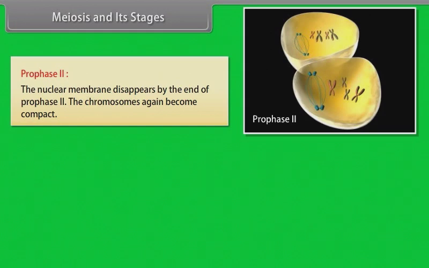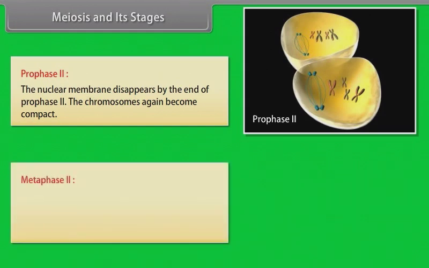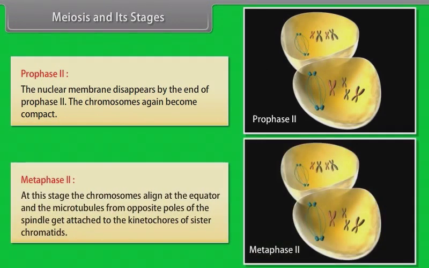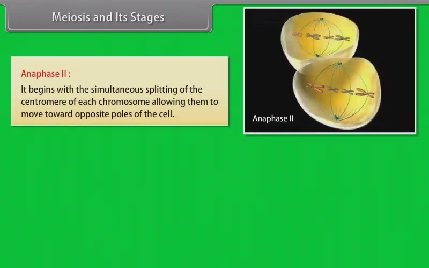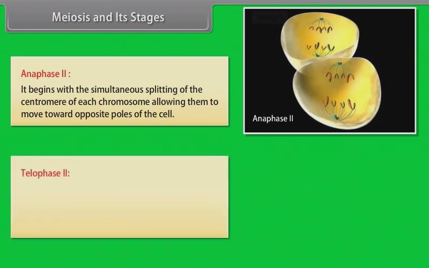After prophase II, metaphase II takes place. At this stage, the chromosomes align at the equator, and the microtubules from opposite poles of the spindle get attached to the kinetochores of sister chromatids. Similar to mitosis, metaphase II is followed by anaphase II. Anaphase II begins with the simultaneous splitting of the centromere of each chromosome, allowing them to move toward opposite poles of the cell. The last stage of meiosis is telophase II.